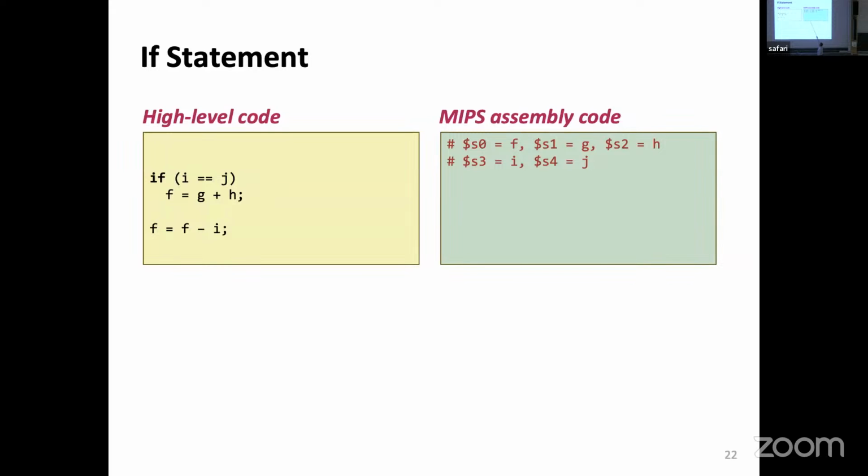Now, at the beginning, I have the comments that say, hey, these registers hold the values corresponding to these variables. So initially, magically, I'm not showing how this happened, S0 has F, S1 is G, S2 is H, S3 is I, S4 is J. And what I want to do is see if I equals J, then F is going to be G plus H. Later, I'm going to subtract I from F. Very reasonable thing to do.